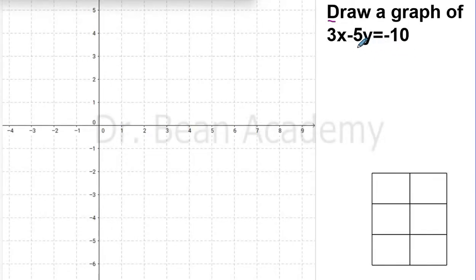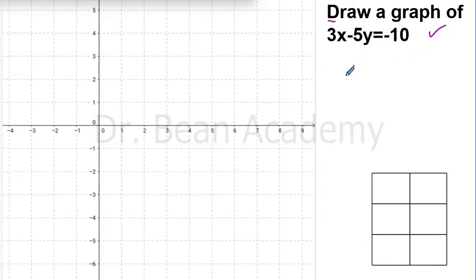Draw a graph of 3x minus 5y equals 10. We need to draw the graph because before that we were given ordered pairs, and it was easy to draw those points on this Cartesian plane, and then we could only join those points through straight lines. But now we are given an equation like this and we need to draw a graph of this equation.